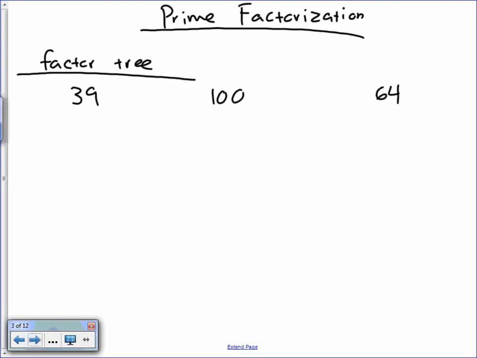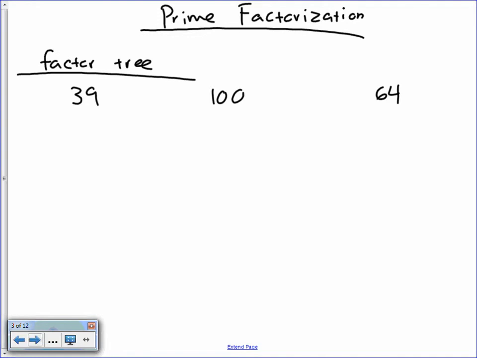Now prime factorization. Every number can be factored into a product of prime numbers. So each number has a unique prime factorization. No two numbers will have the same prime factorization. Basically, it's a bunch of prime numbers that are being multiplied together to get you a, well, bigger number. And we're going to use factor trees to do this, and you'll kind of see why they are named factor trees.